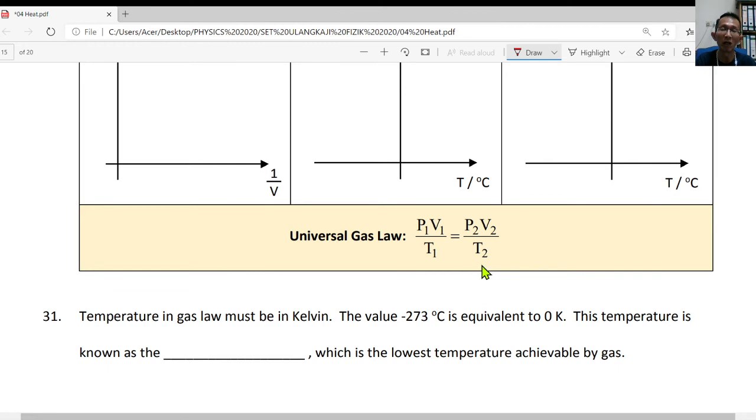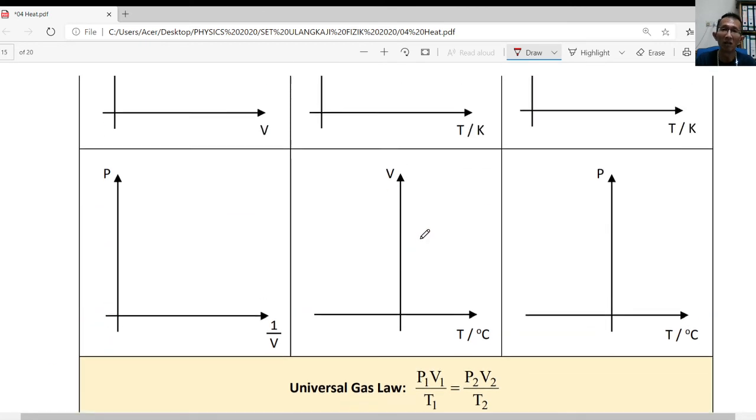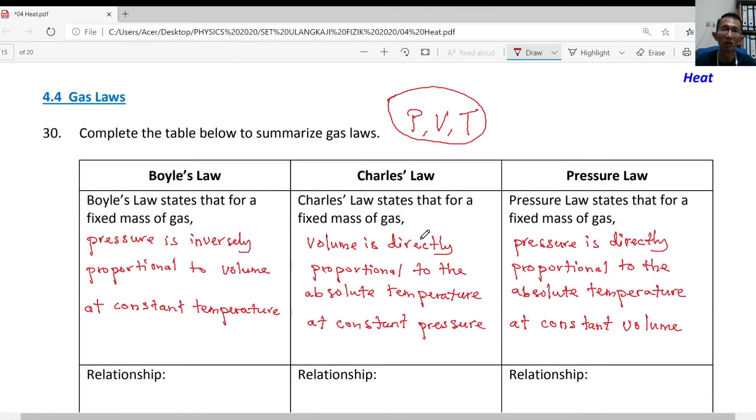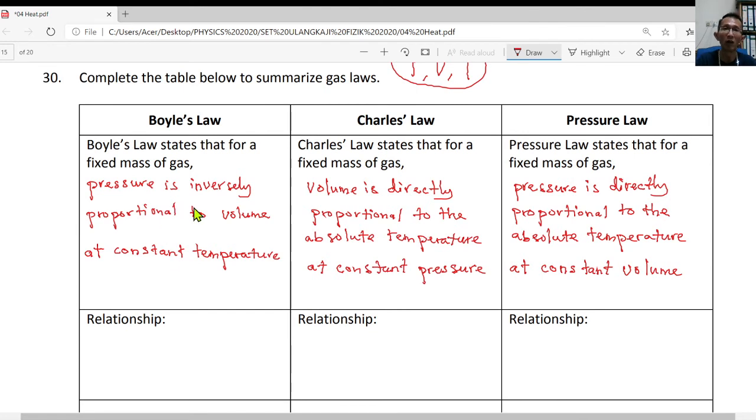You will see me solving problems just by using this universal gas law. But at the same time, you must also be well versed: what is Boyle's law? What is Charles' law? What is pressure law? If I go back to Boyle's law, from what is said by the law itself, pressure is inversely proportional to volume. So here I can write P, pressure, inversely proportional to volume.